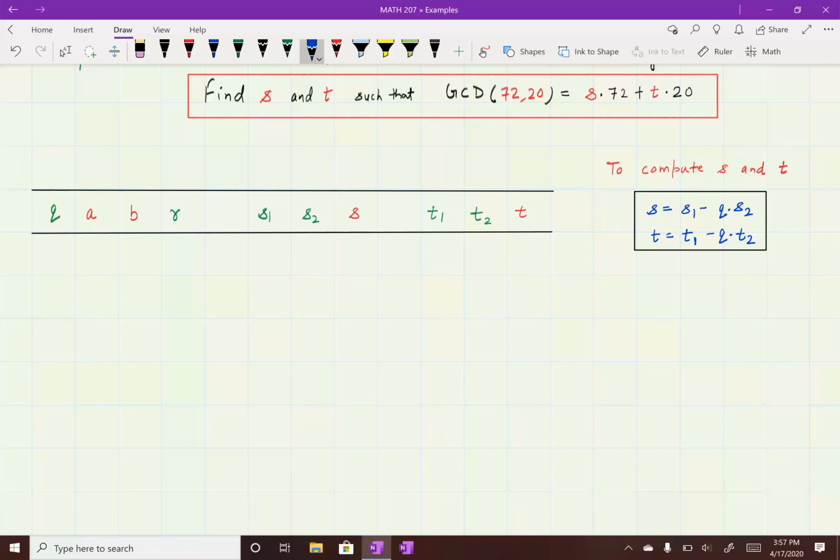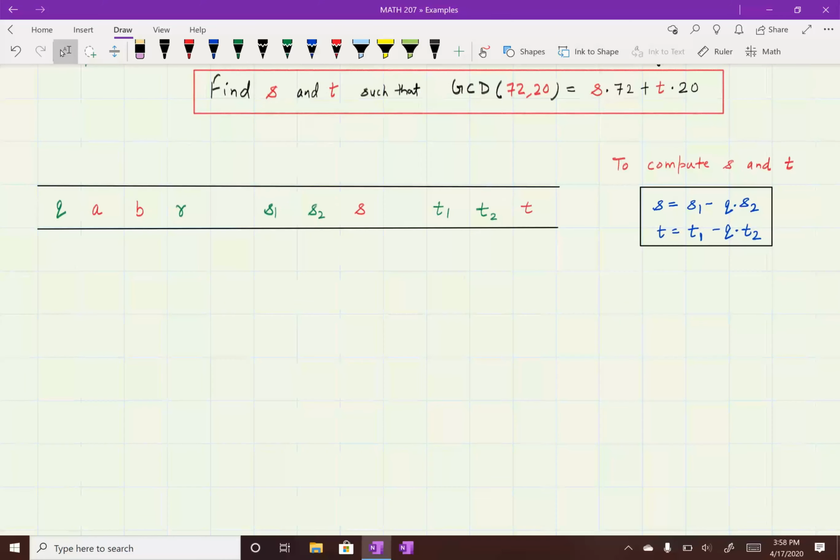In computing the s and t coefficients, we are going to use this formula: s is going to be equal to s1 minus q times s2, and t is going to be equal to t1 minus q times t2. So once I have the values of s1 and s2 and the quotient q, I can compute the value of s, and if I have the values of t1 and t2 and the quotient q, then I can use this formula to compute the value of t.